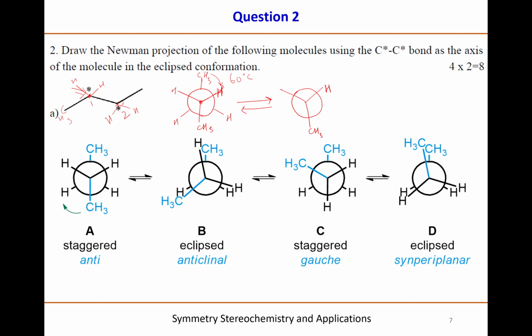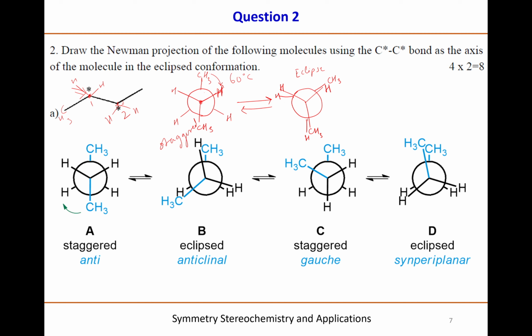CH3, H, H. Now we have rotated the backside atoms, and at the same position CH3 will be there, H, H, correct? So all are in the same position. This is called the eclipsed conformation. Eclipsed. This is staggered.